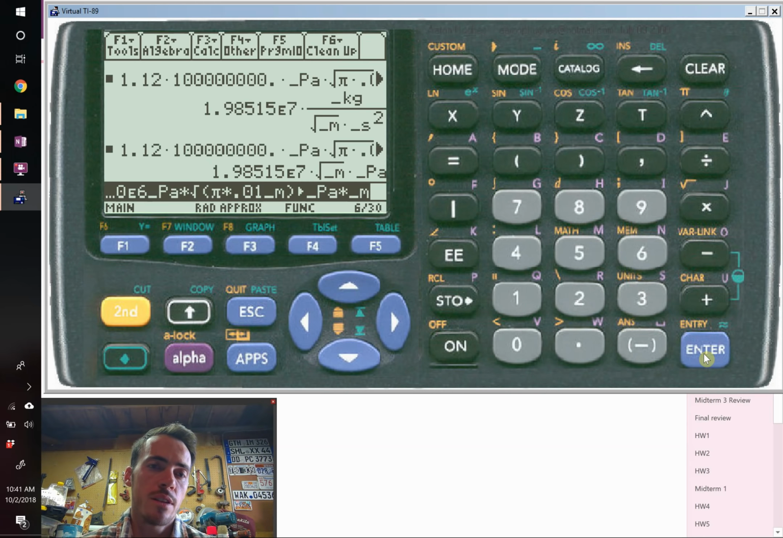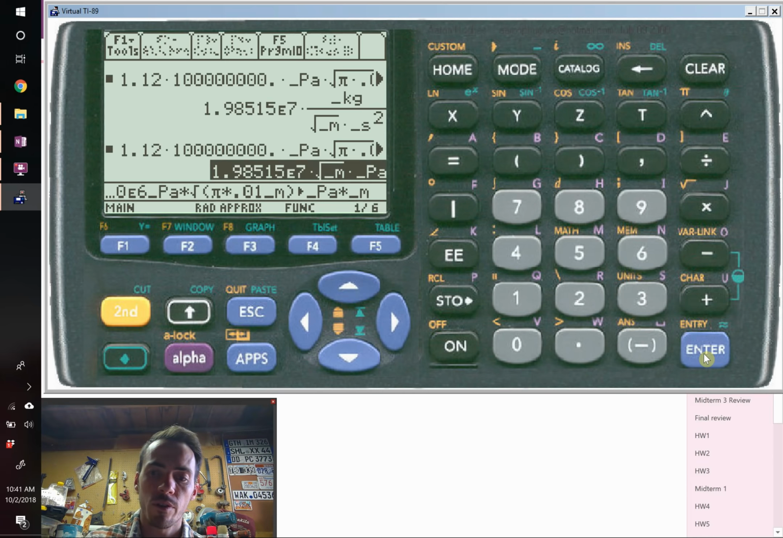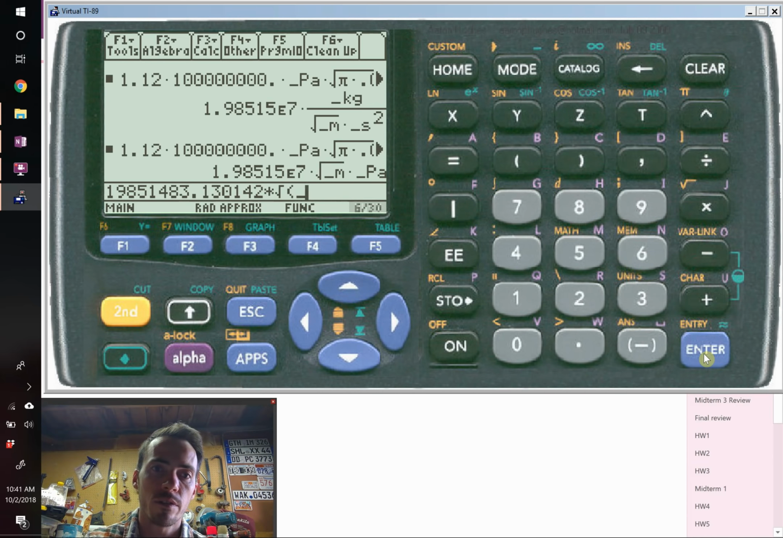1.985 e to the 7 Pascal root meters. So if we divide that by 1 e to the 6th, I'm going to go up and grab this value. I'm going to delete off the units now. And I'm just going to divide this by 1.